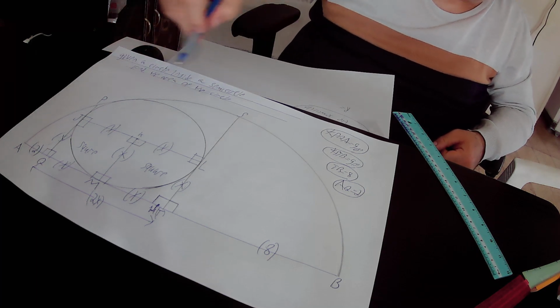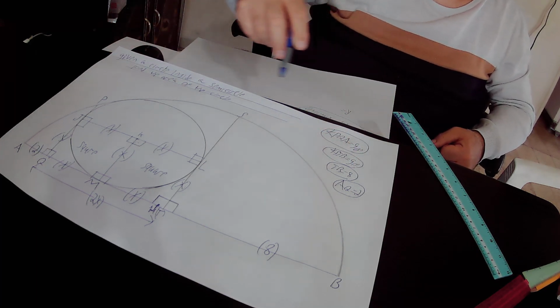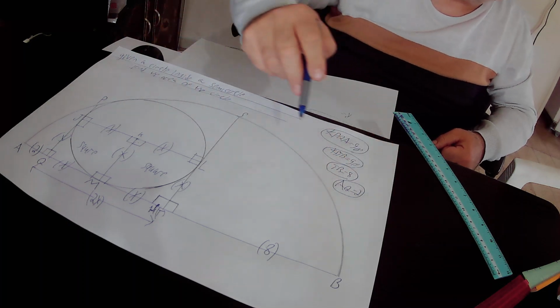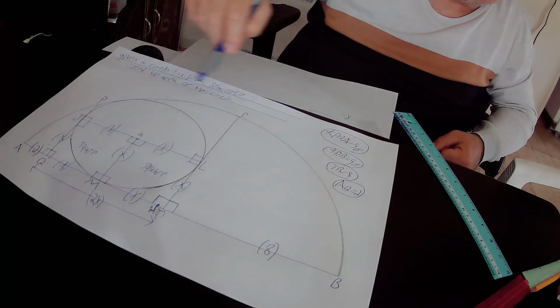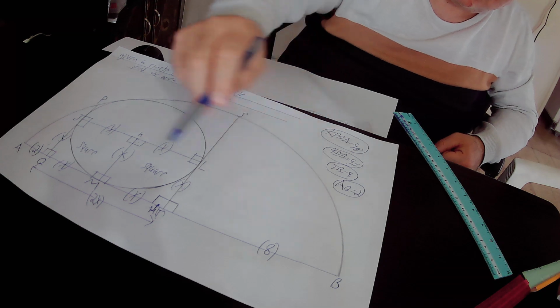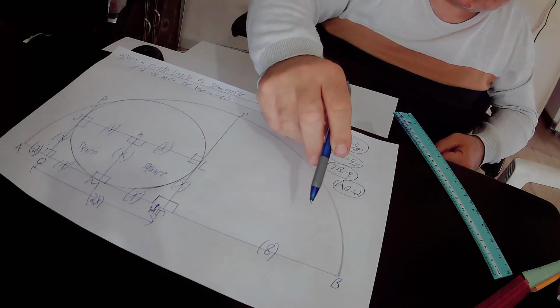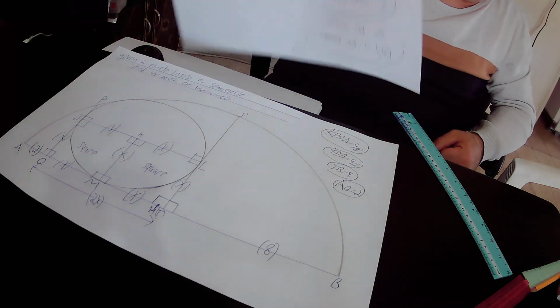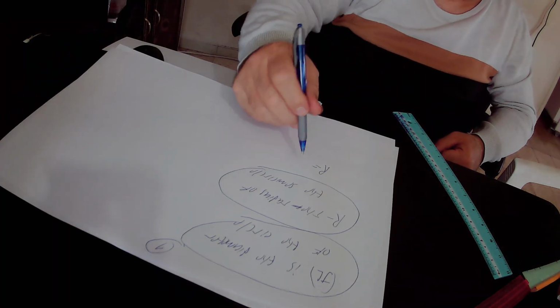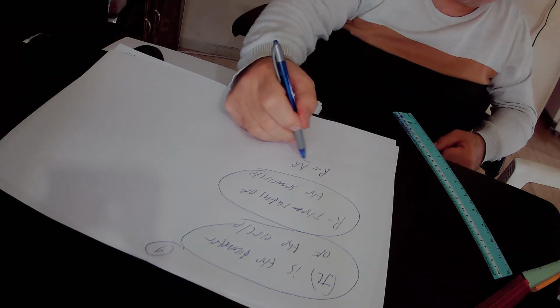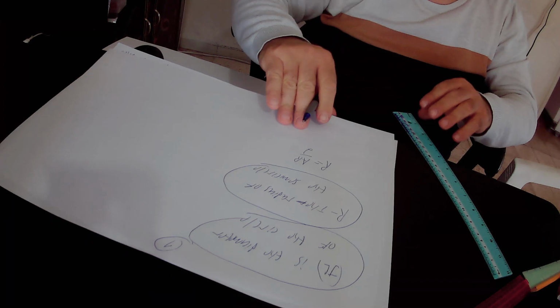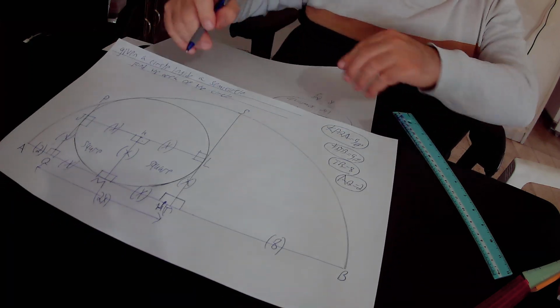The radius of this semicircle, capital R, will be equal to the diameter AB over 2. So capital R equals AB over 2. But what is the length of the diameter AB?